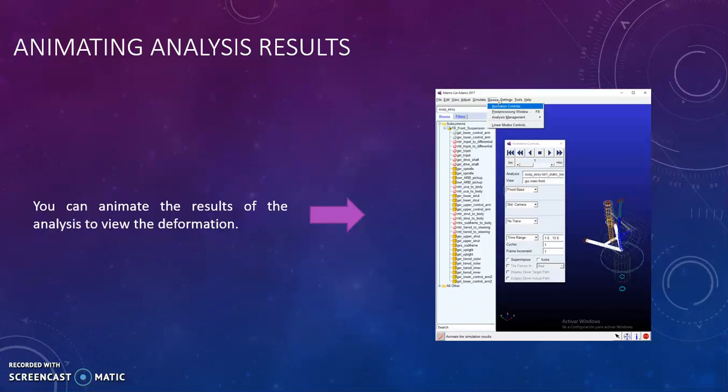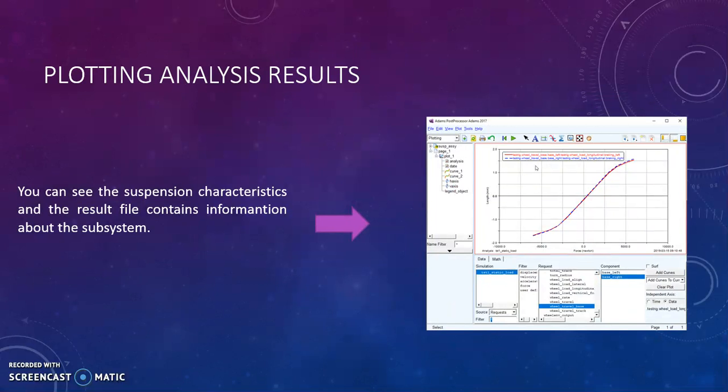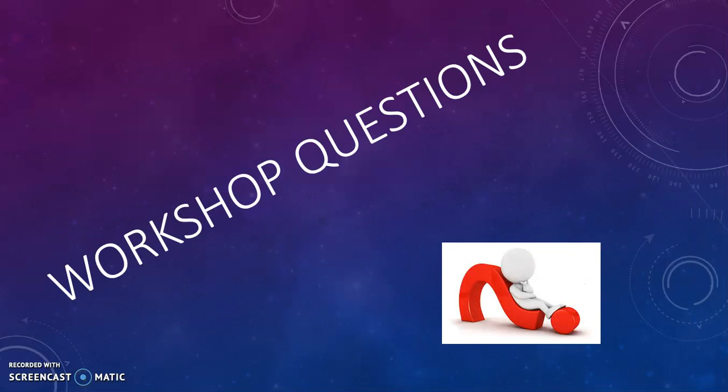Another of the latest steps is to start the simulation to see the behavior of the suspension. Finally, the last step is plotting analysis results. It is to analyze the data displayed by the simulation. You can see the suspension characteristics, and the result field contains information about the subsystem.